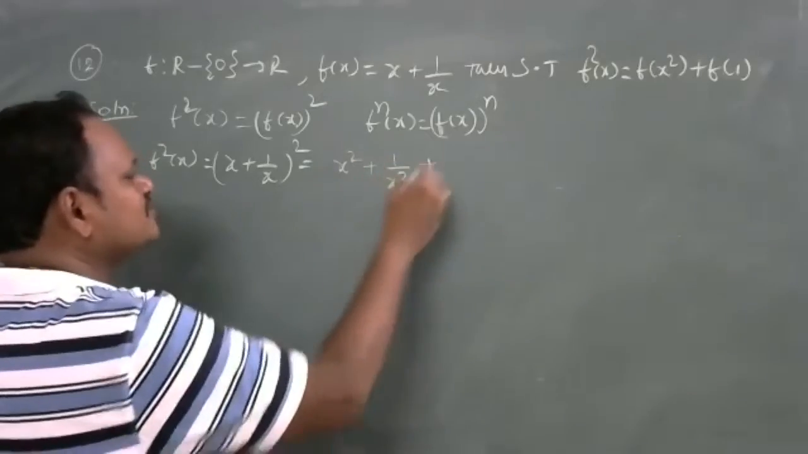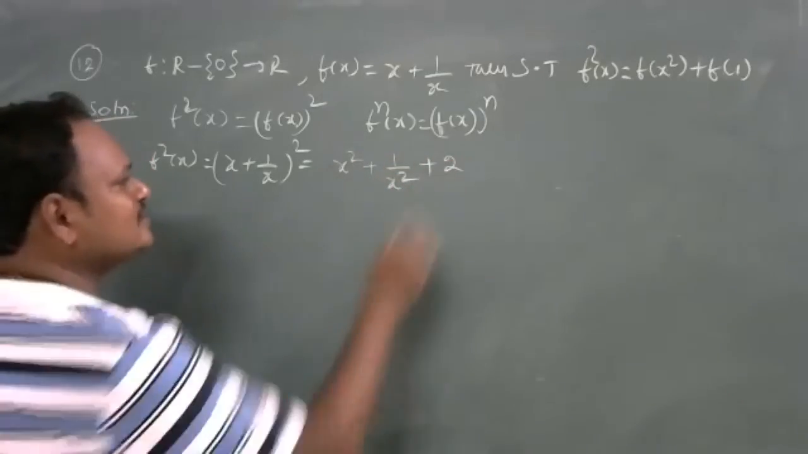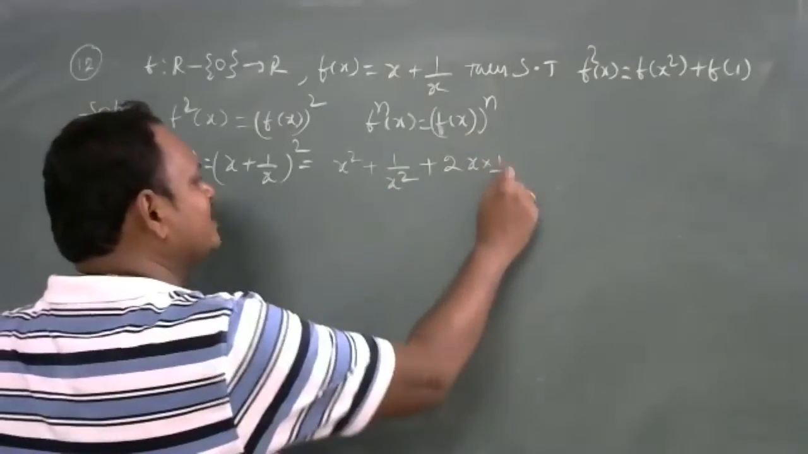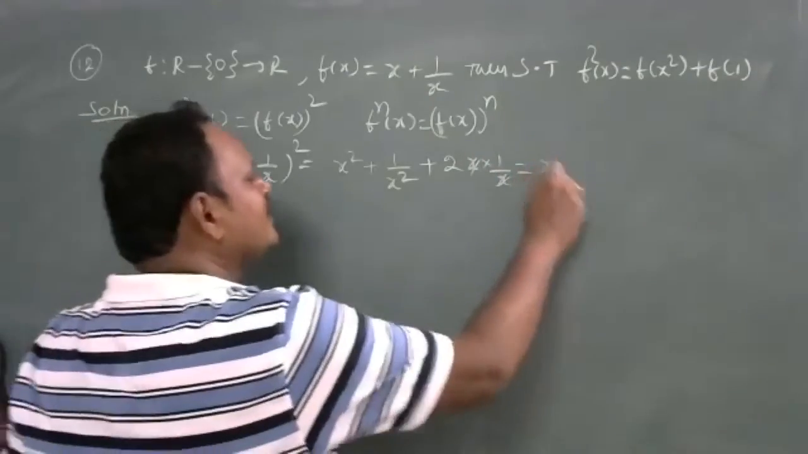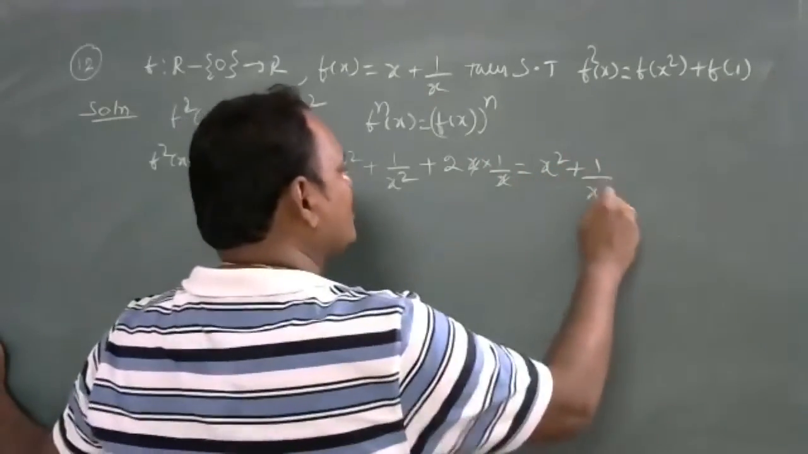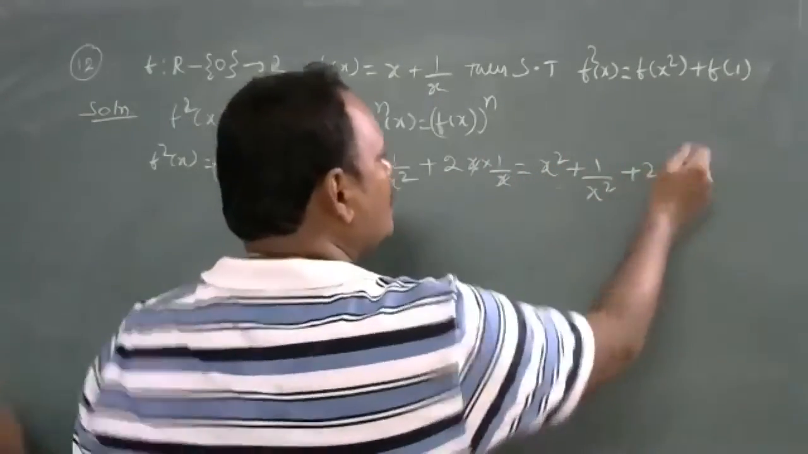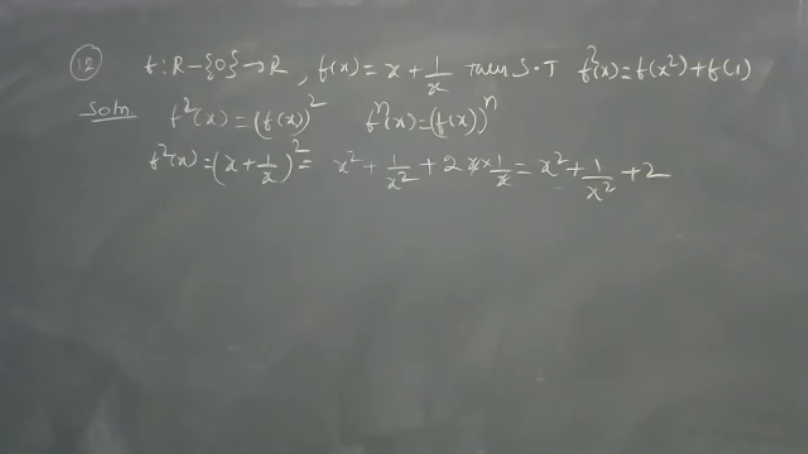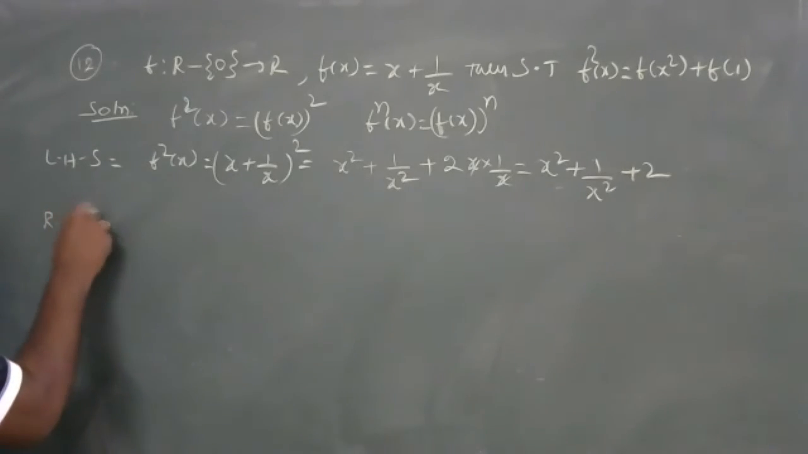a square plus b square plus 2ab. 2ab means 2 into x into 1 by x. Now this becomes x square plus 1 by x square plus 2. Wonderful. This is the left hand side part we have, my dear students. Very simple, right? Now we will take the right hand side part.